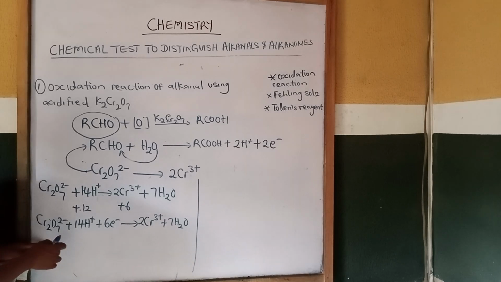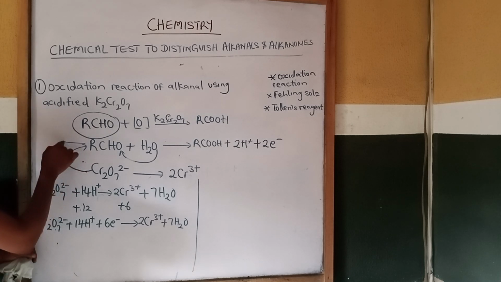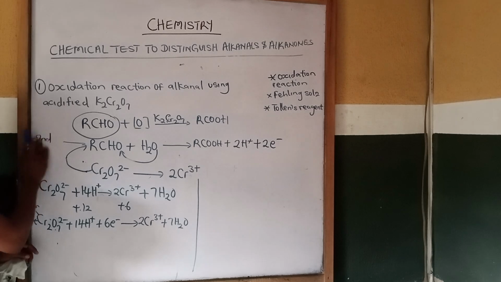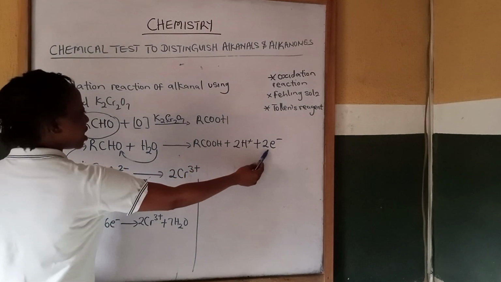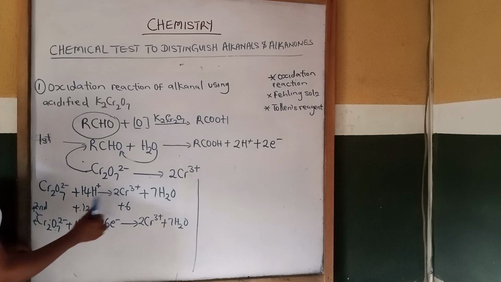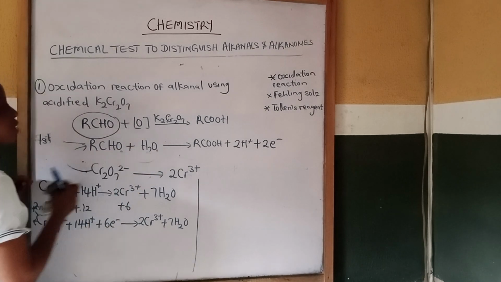Is balanced now. Then when we compare what we have, don't forget that the number of electrons from the first half reaction must be equal to the number of electrons for the second half reaction. This is the second half reaction. Then this is the first half reaction. So we have 2 electrons at the first half reaction, then we have 6 electrons at the second half reaction. So we have to balance the number of electrons at both sides.